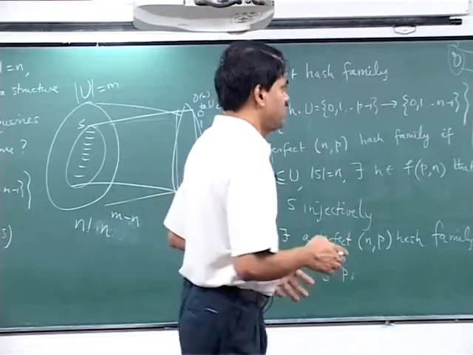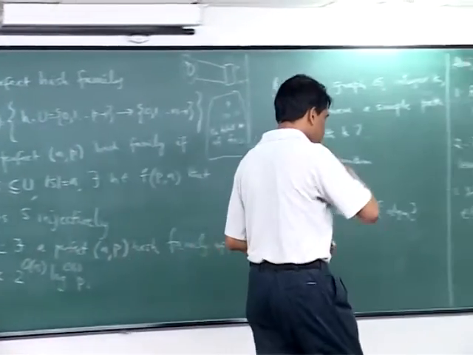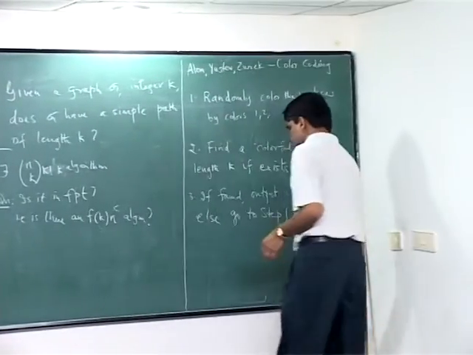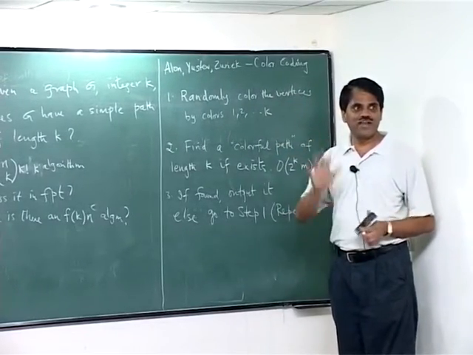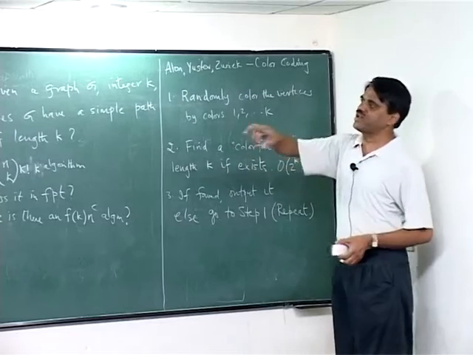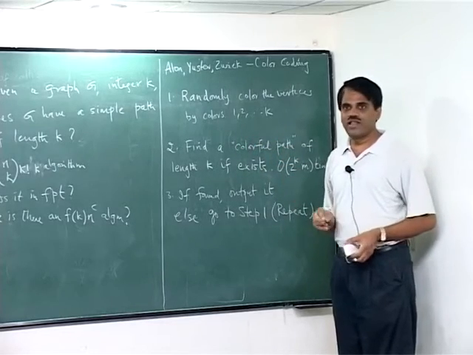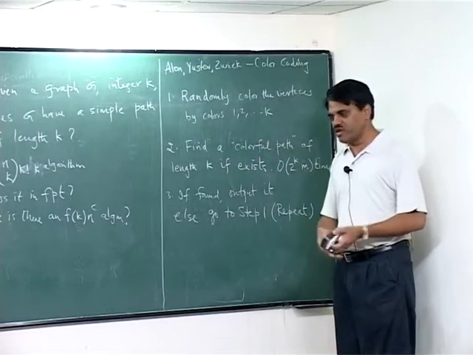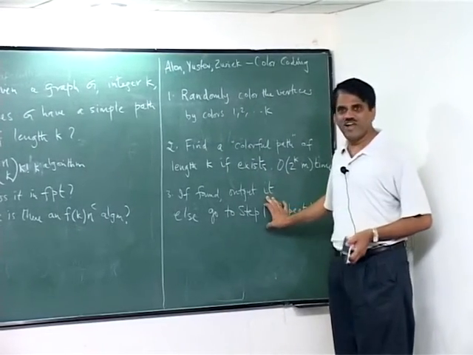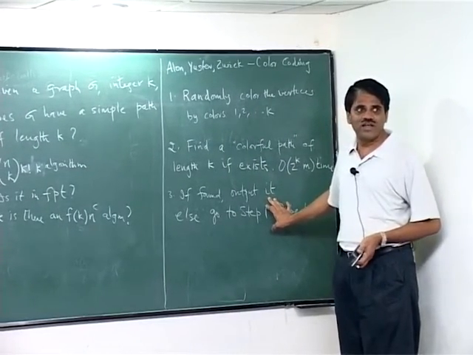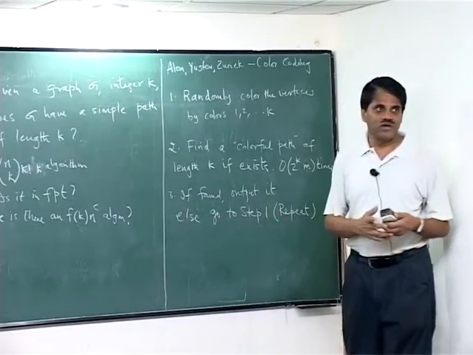So that's a randomized algorithm. Nothing else going on. Finding a colorful path is a big subroutine; I'll explain it now. If you find it, good, that's a simple path. If not, if you don't find it, you can't say no, right? Why can't you say no?